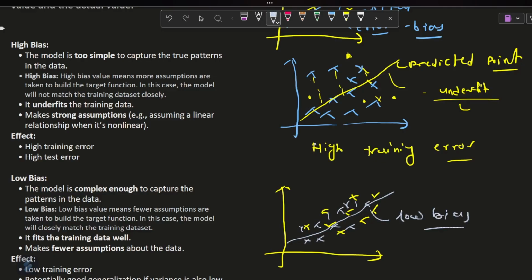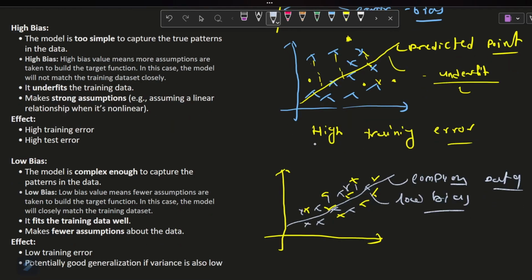Low bias. Basically, in the low bias condition, the model is complex enough to capture the pattern in the data. For low bias, we need a more complex model. Low bias means fewer assumptions are made about the target function. In this case, the model will closely match the training data set, which means the predicted point and actual point have not too much error, right?